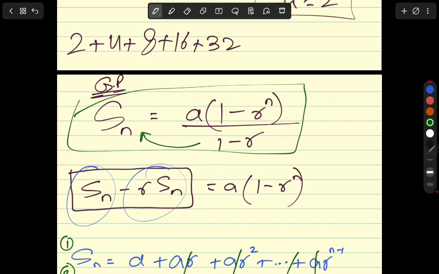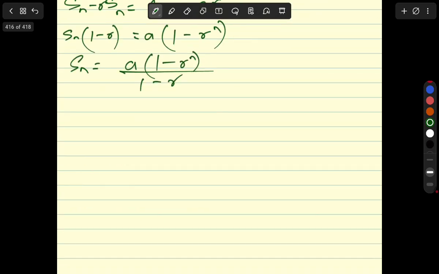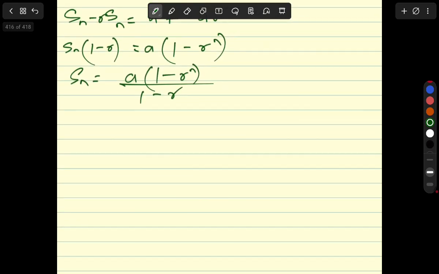Now, sometimes Cambridge also rewrites it as, you just multiply both the numerator and denominator by -1, and you will get another form of the very same formula: a multiplied by r to the power of n minus 1 upon r minus 1, which is one and the same thing, right? So you don't have to panic. Just multiply numerator and denominator by -1 and you obtain exactly the same thing. Therefore, both are identical. Use whichever you find easier.